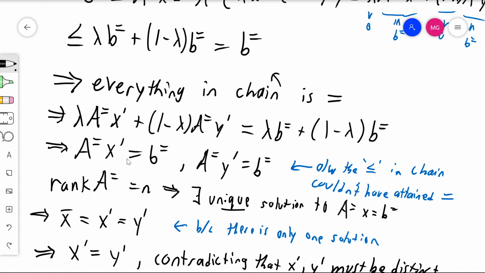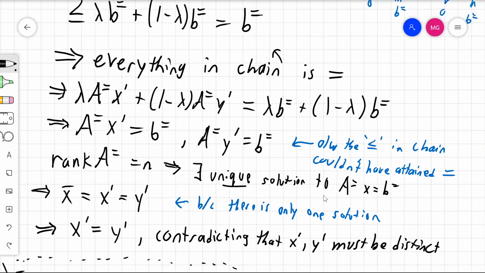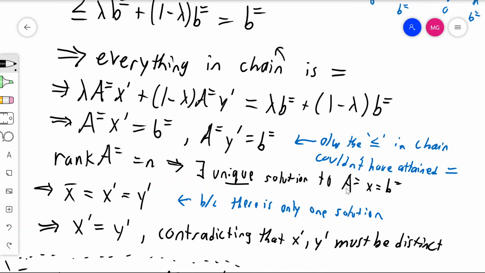Since they're all linearly independent, there is a unique solution to the system A equality times x equals b equality. Here x is not x bar, it's not x prime, it's just the variable x. There is only one solution to that because we are assuming that the rank of A equality is n, so all the columns are linearly independent. And we already know what that solution is. It's x bar. X bar is the unique solution to this system.